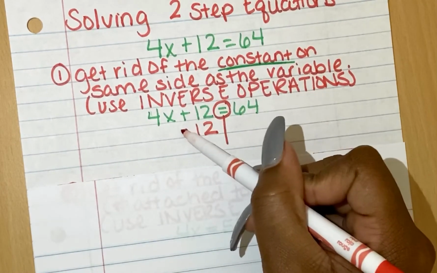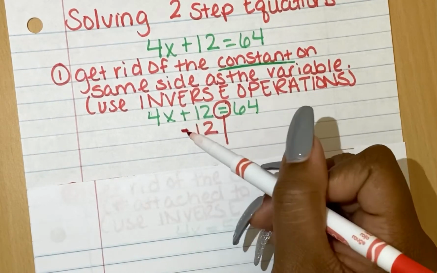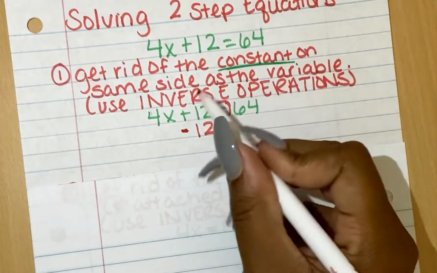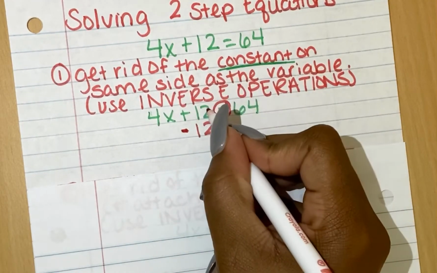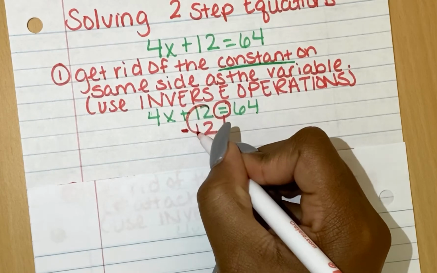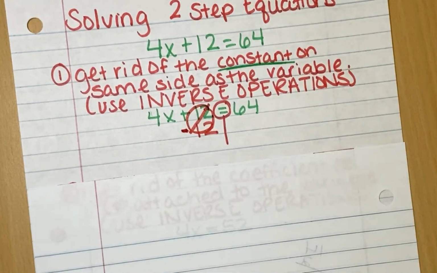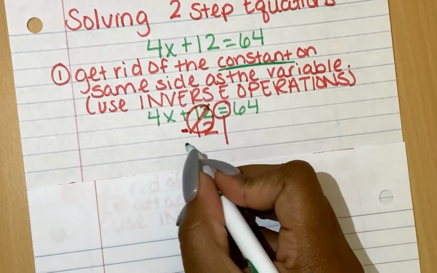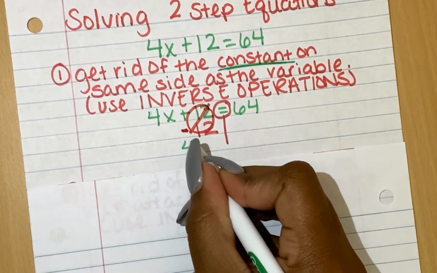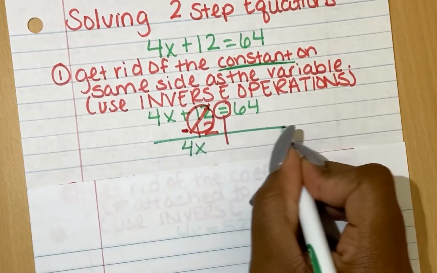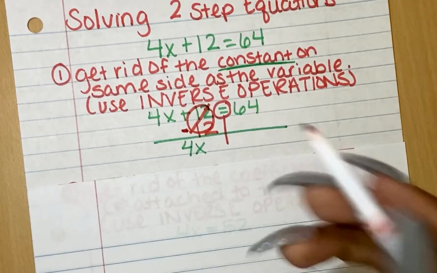I'm going to use inverse operations. The opposite of addition is subtraction. I'm going to subtract 12. When I subtract 12 on that side, 12 minus 12 is 0. I am left with 4x on this side. What you do on one side, you must do to the other.